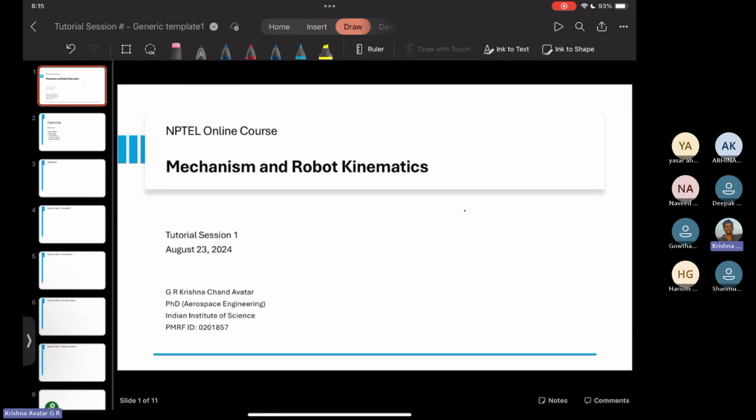Again, just to reiterate, I'm Krishna. I'm doing my PhD in fourth year. My research topic broadly covers magnetism and elasticity. During this process, I have been interested in robotics since my work has applications in soft robotics.